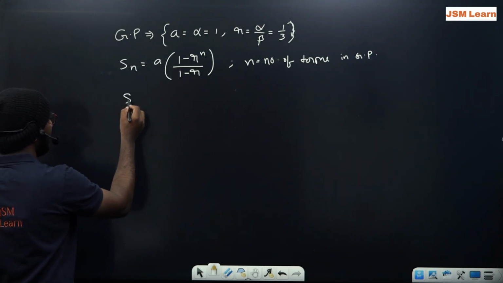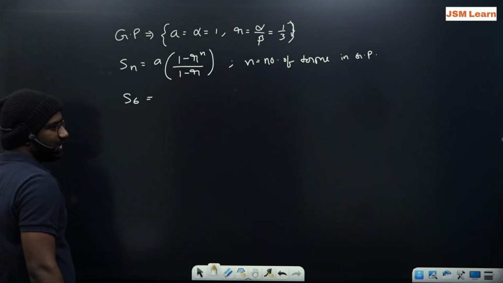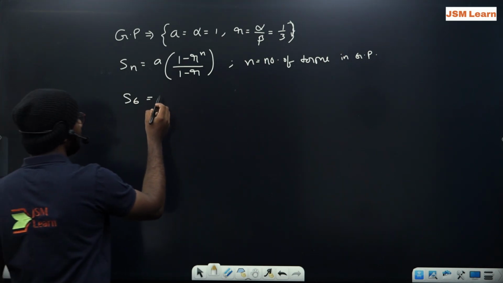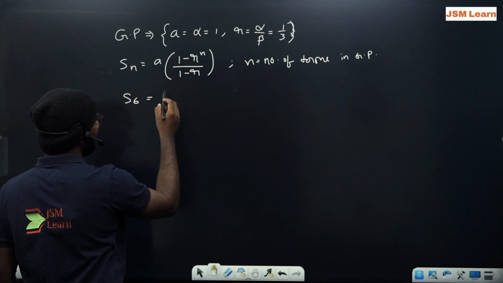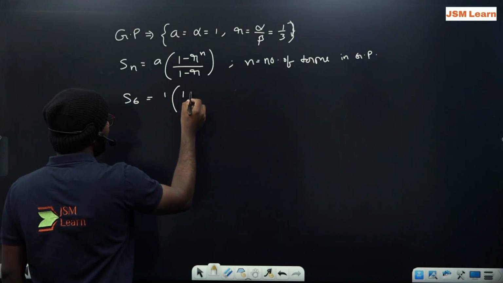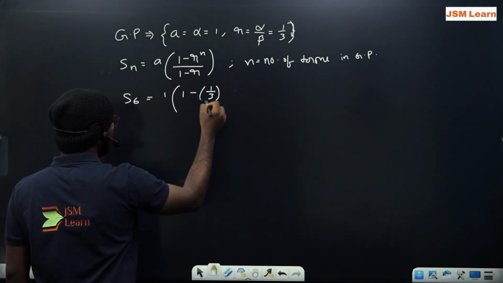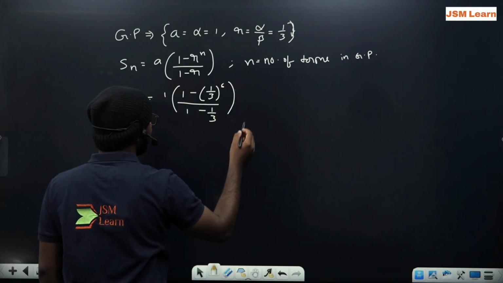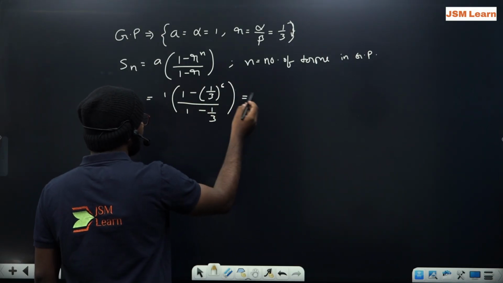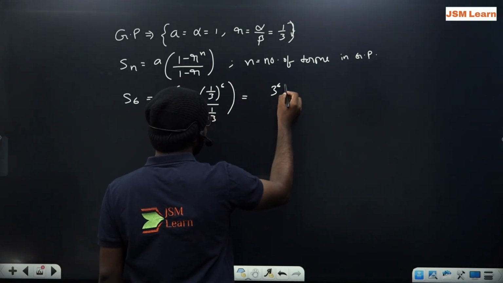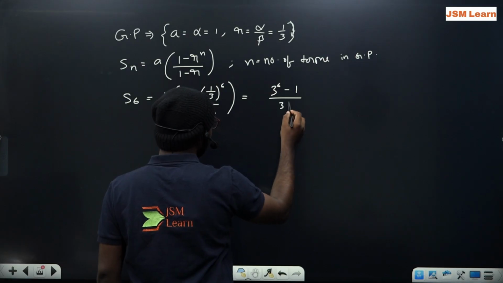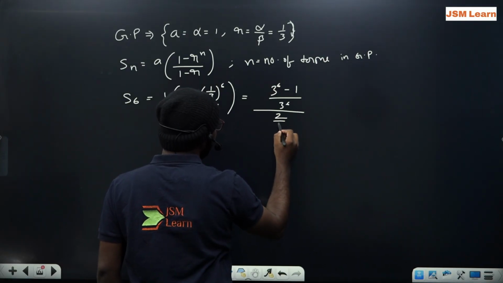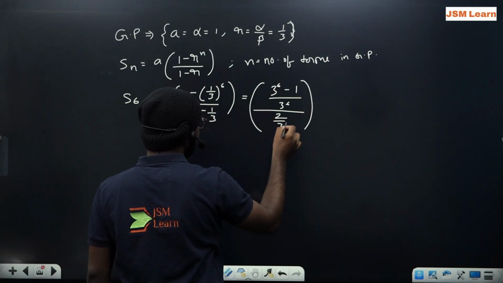So we are going to find the sum of the first 6 terms of the GP. By substituting n equal to 6, we get (1 minus (1 by 3) whole to the power 6) by (1 minus 1 by 3). On simplifying this, we will get (3 power 6 minus 1) by 3 power 6, divided by 2 by 3.